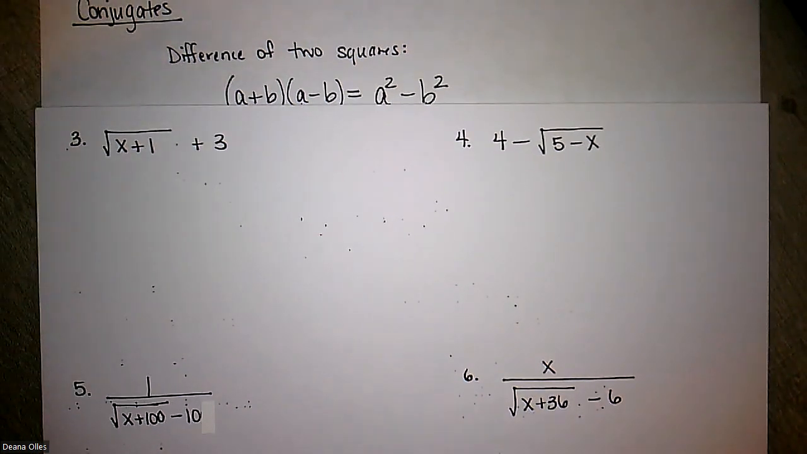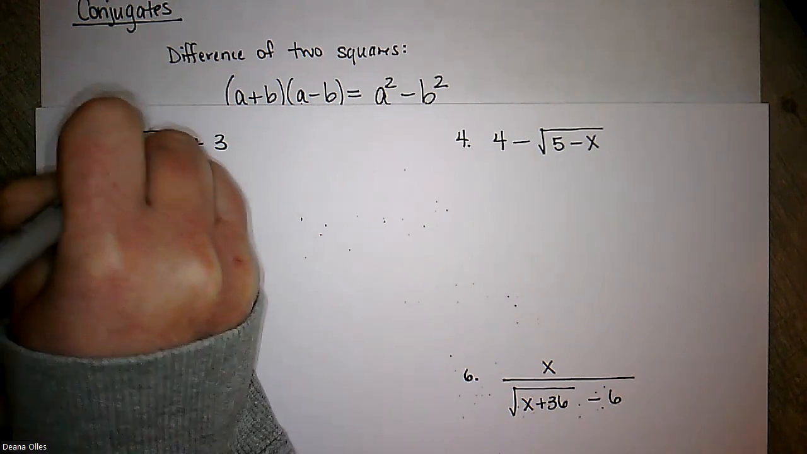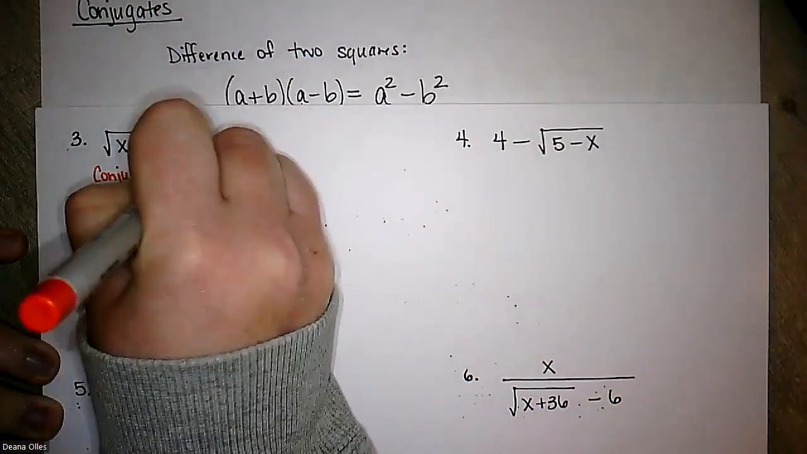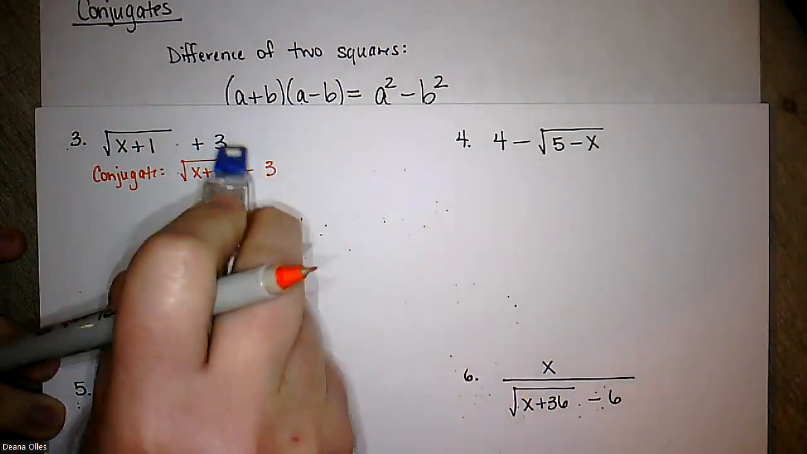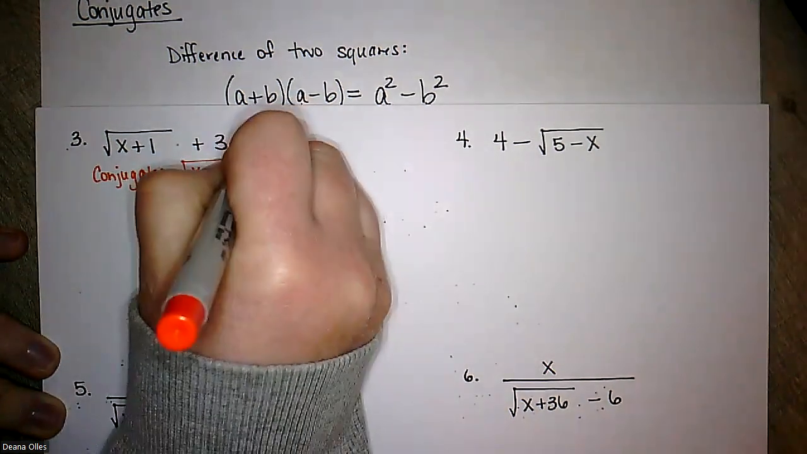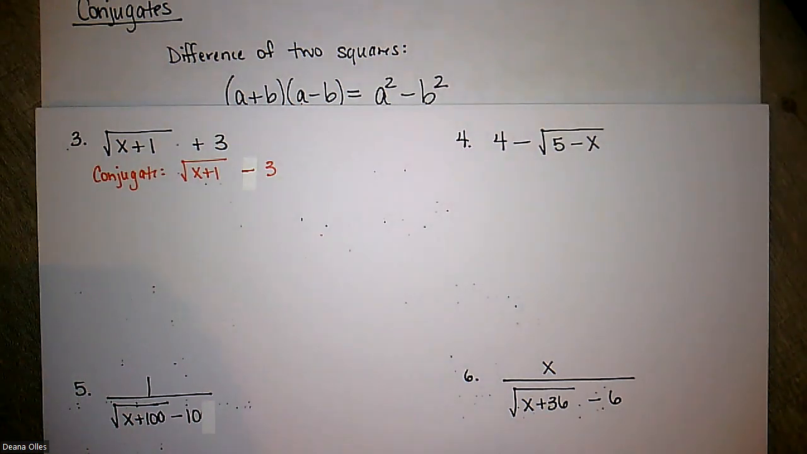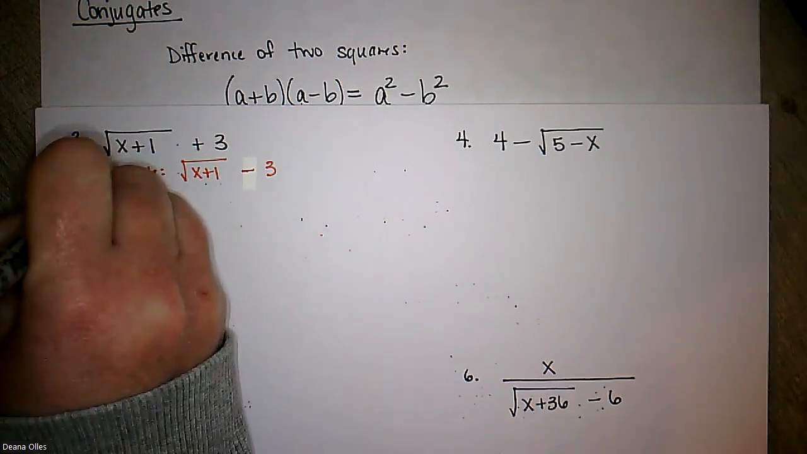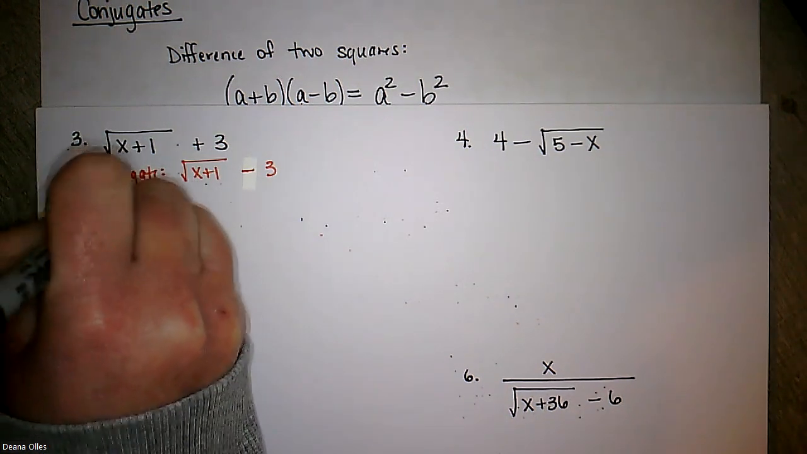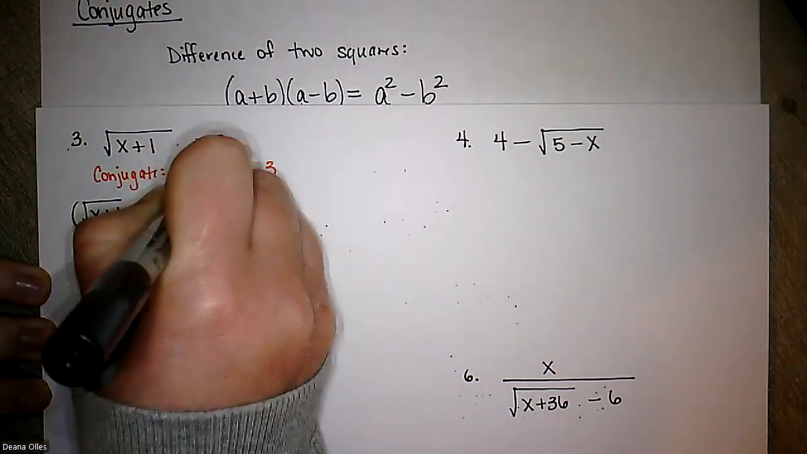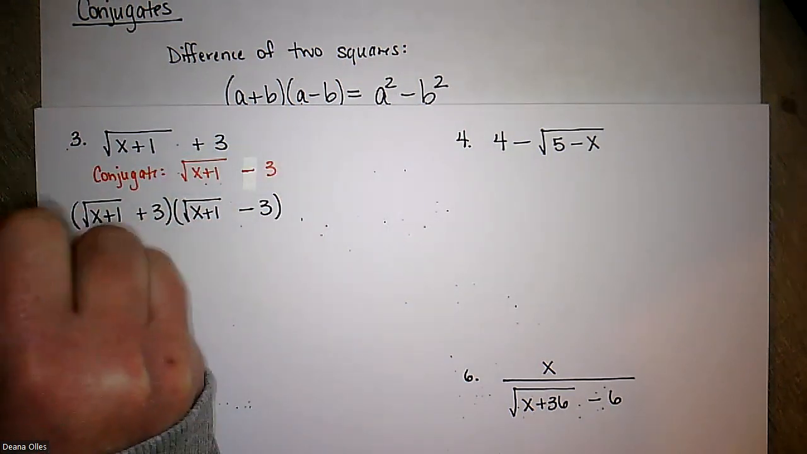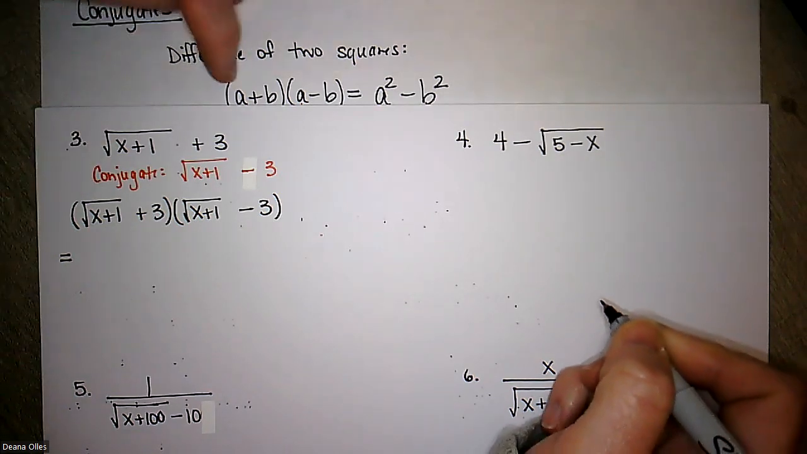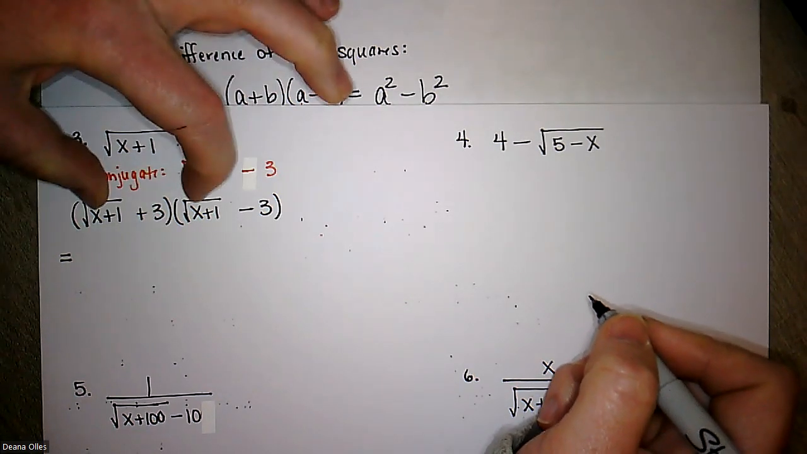All right, so the conjugate of something plus another something is something minus that other something. So root x plus 1 minus 3. Now we want to multiply these together. Root x plus 1 plus 3 times root x plus 1 minus 3. So the a in this case is the root x plus 1.